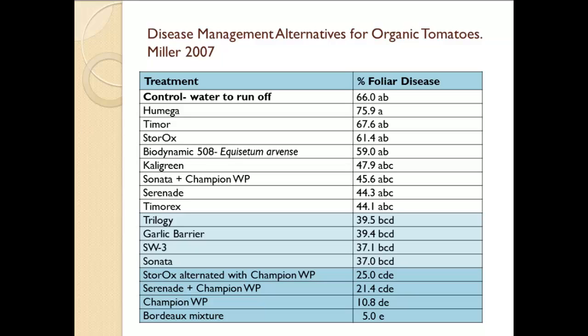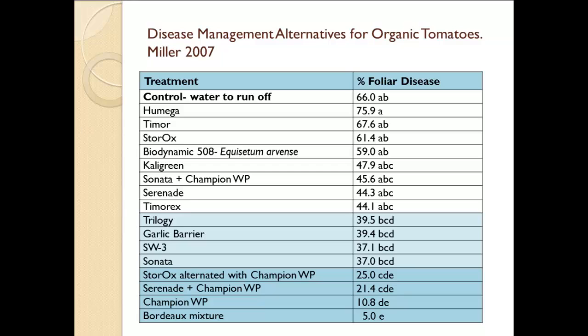And then some of the other things in here, Storox, that's a hydrogen peroxide, some of these things. Serenade is a biological control agent. The Timorex, that's a neem oil extract. So there's different kinds of things on here, and you can see that a lot of these were not really that effective when you compare it to the control. So anything with a B after it is not significantly different from the control on a statistical basis. So just because something is registered or allowed in organic agriculture does not necessarily mean that it's going to be effective for managing that disease.